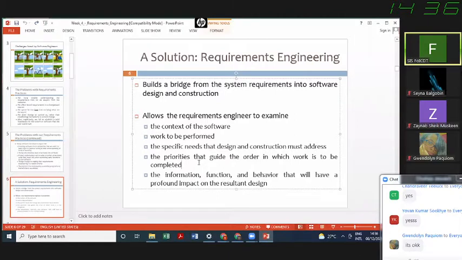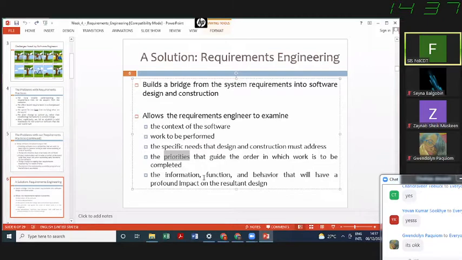So what is the condition under which the software is being developed, for what purpose, for what situation, to solve what issue, where it's going to be deployed? So the work to be performed, specific needs, what would be the priorities? It's something that's important.